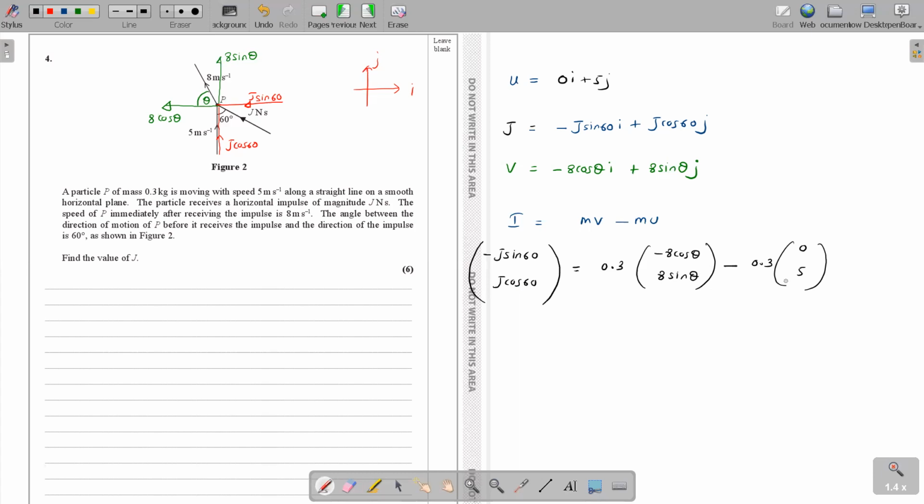Children, what do you think about this? Can you understand it? I and J, I wrote up and down. Now what you do is you take each line separately. Take the I line separately. Take the J line separately.